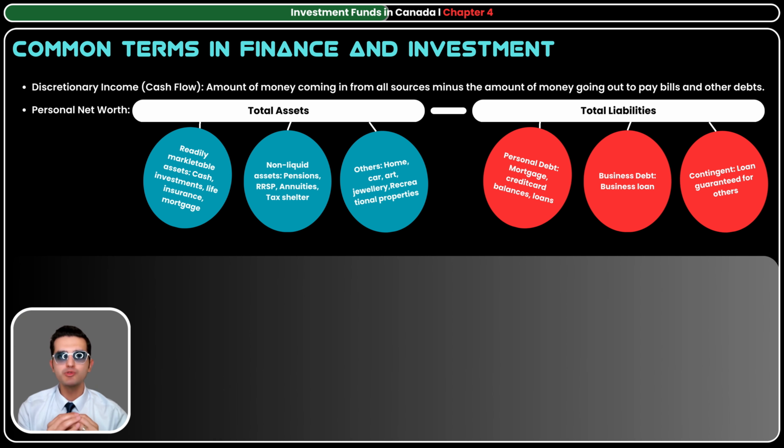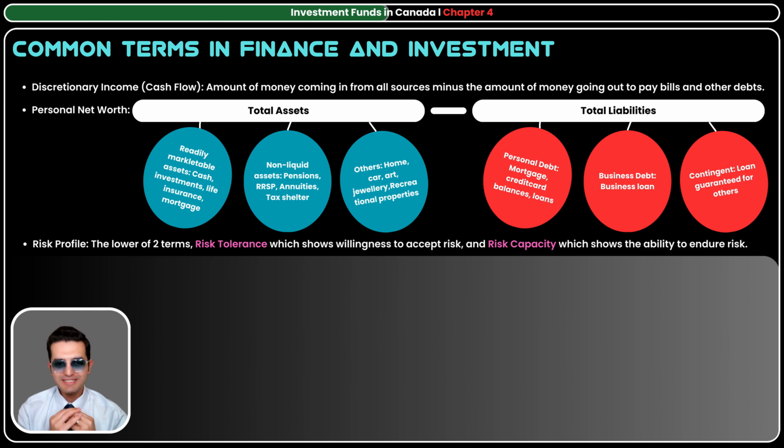Term number 3, risk profile. You're going to see risk profile like 200 times in the future. What's risk profile? The risk profile is the lower of 2 terms: risk tolerance, which shows willingness to accept risk, and risk capacity, which shows the ability to endure risk.